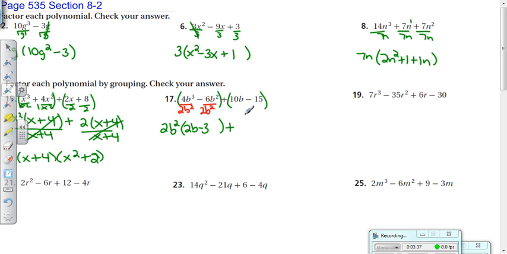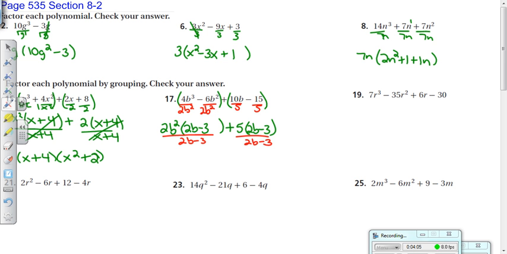Greatest common factor between 10 and 15 is 5, so I can divide out a 5. So when I divide each of these by 5, 10 divided by 5 is 2. Don't forget the b. Negative 15 divided by 5 is negative 3. That's not factored because I have a plus sign outside parentheses. So what they have in common is a 2b minus 3. So I can divide each of these by 2b minus 3.